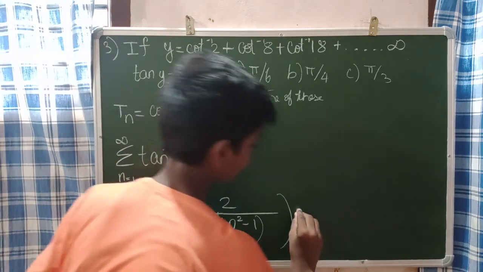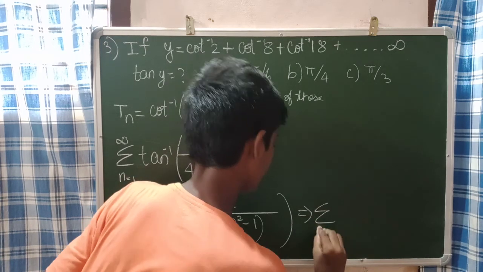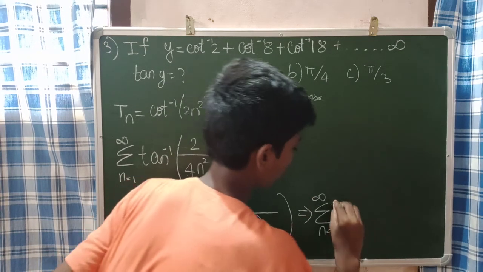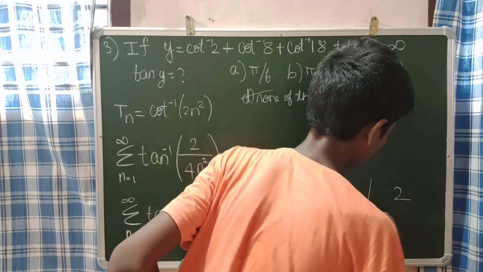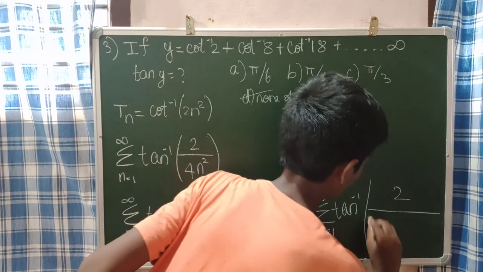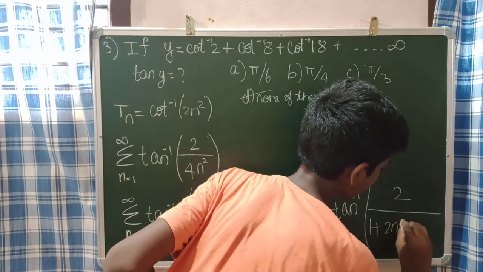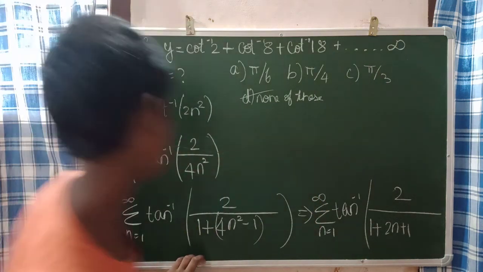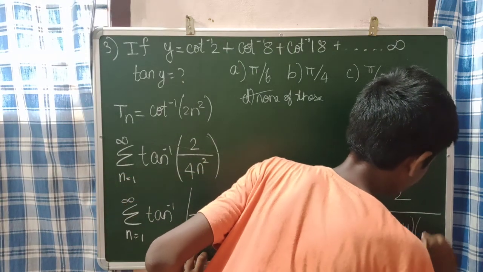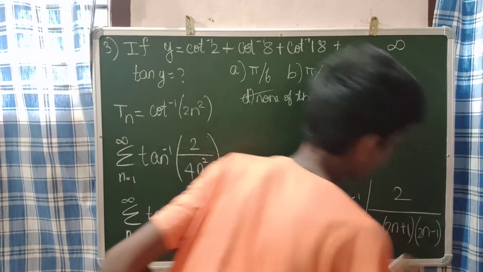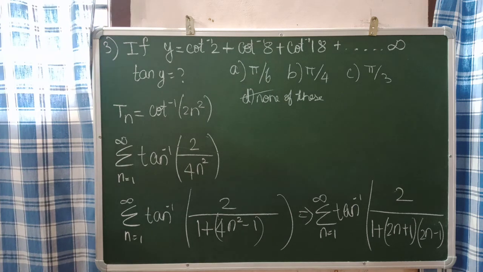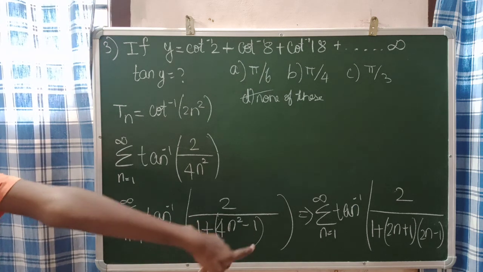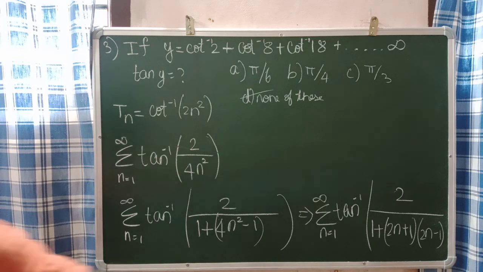Now I can write this as summation of n is equal to 1 to infinity of tan inverse of 2 divided by 1 plus 2n plus 1 into 2n minus 1. 1 plus or 1 minus? Yes, plus only. That's what I wrote. Because 4n square minus 1 is nothing but 2n plus 1 into 2n minus 1, using a square minus b square identity.